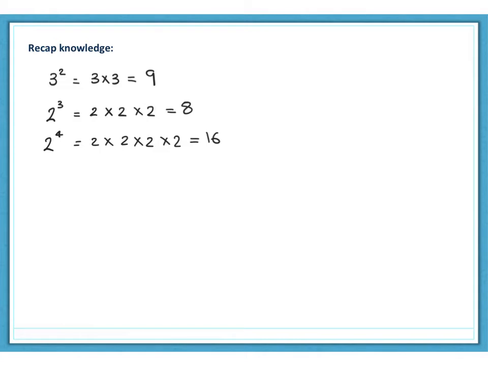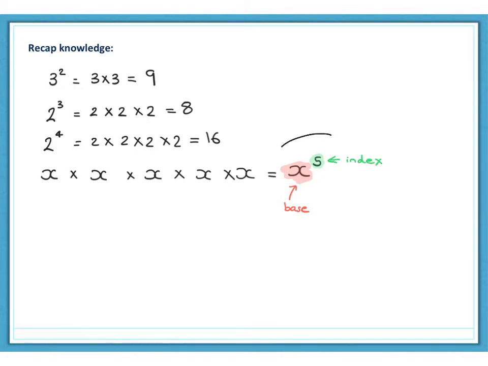We've also seen, for instance, if I asked you to work out what x multiplied by x multiplied by x multiplied by x multiplied by x was, you would be able to write that as x to the power of 5. So let's think about the different parts of this. This part here, this is what we call the base. And in this case, the base is x. This part here, the 5, is what we call the index. And together, we have the power, which in this case is x to the power of 5.